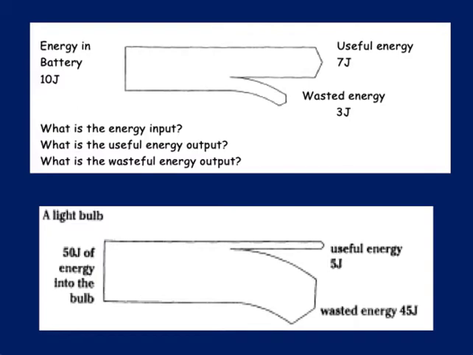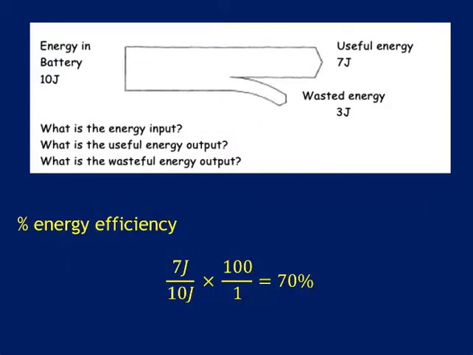So this was our first example. We've done this: it's the 10, the 7, and the 3 joules. If we then want to do the piece of maths that goes with this, it's going to look like this. The useful 7 over the total energy input 10, multiplied by 100 over 1, is 70%.